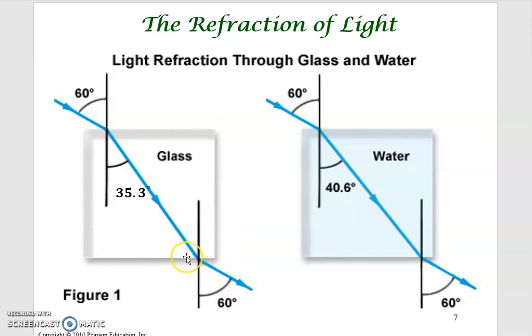So once again, this is your surface, and you draw the normal line. Now the light will be bent away from the normal line. Let me emphasize again. When you enter the glass, the light is bent toward the normal line. But when you leave the glass and try to enter the air, now the light is bent away from the normal line.